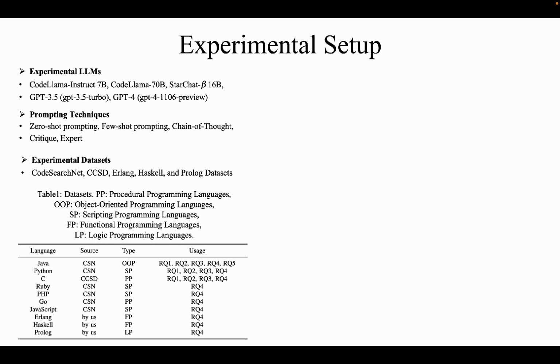For programming languages, we choose the 6 programming languages in CodeSearchNet and C in ICSE2025. Besides, we built the dataset for Erlang, Haskell, and Prolog ourselves, following the steps of constructing CodeSearchNet. In RQ1 to RQ3, we only experiment on 3 popular programming languages, Java, Python, and C. In RQ4, all the 10 programming languages are investigated, and in RQ5, we only experiment on Java.